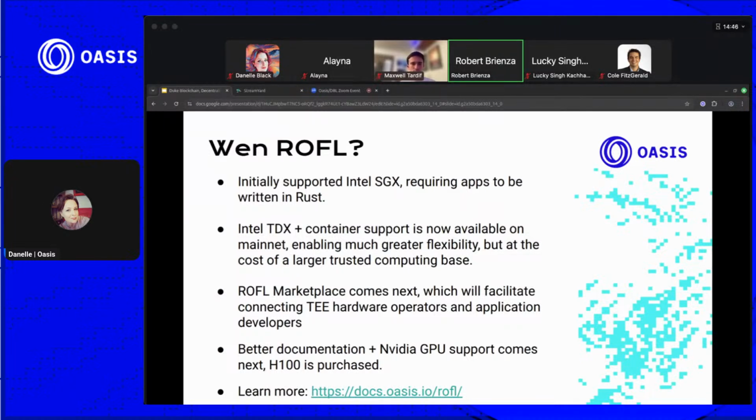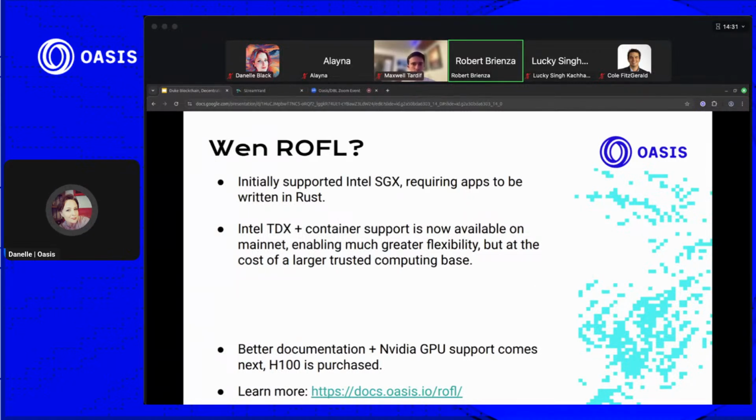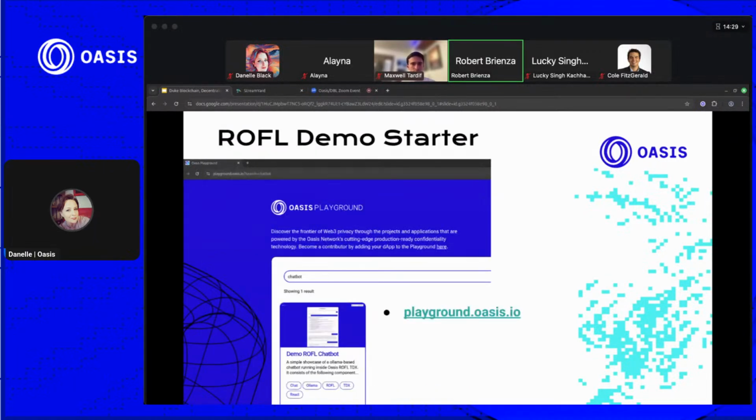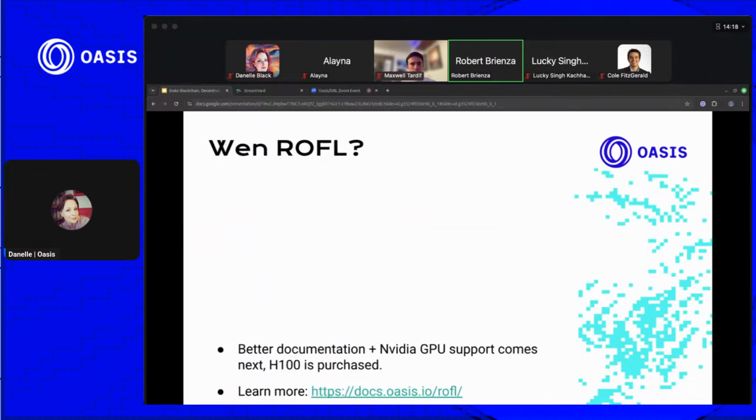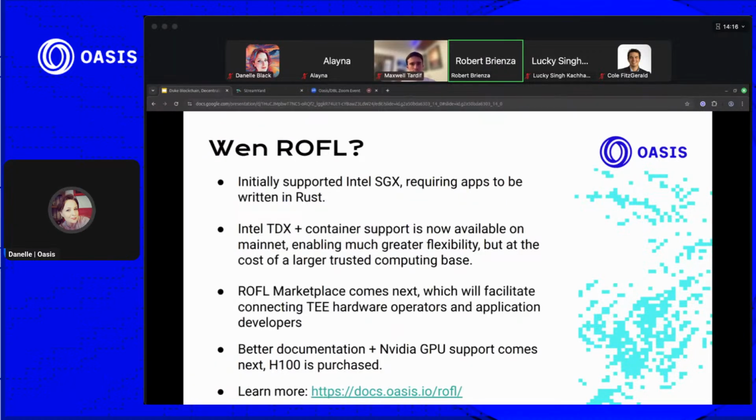That's the next step. And then the next step after that will be support for NVIDIA GPUs, because we want to support applications that are not just in the CPU, but things that are more compute intensive, like LLM queries. I know I did say that we have this chatbot, this demo starter. This is actually running in a CPU though, and it is quite slow. So that's why it's just a demo. Ideally, things like this would be running in a GPU for production-ready use cases. But that is still to come.